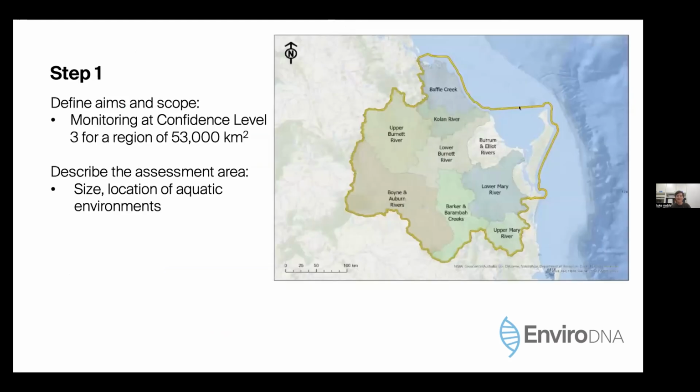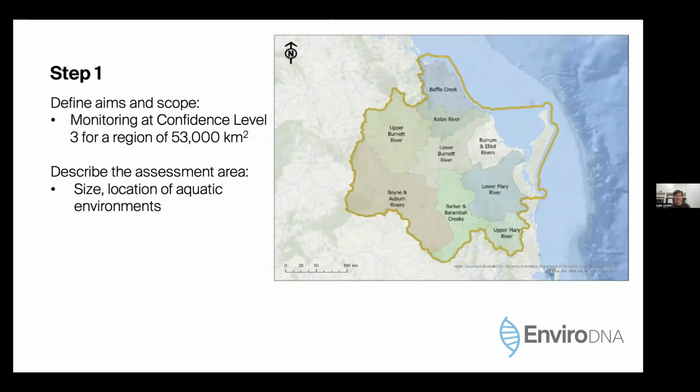So a little bit slower. This is a case study for the Burnett Mary Regional Group, and that was recently completed. And so in this particular case, step 1 might be simply to identify the area, to define the assessment units and what assets you are interested in monitoring.